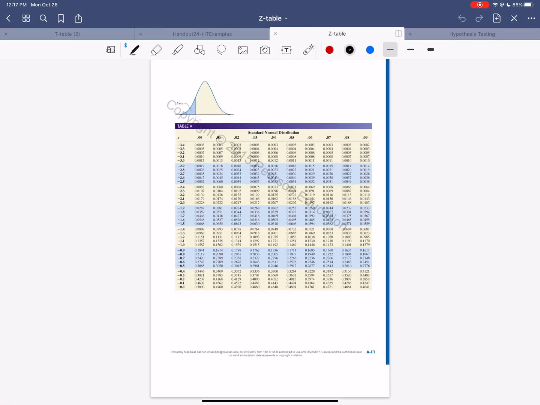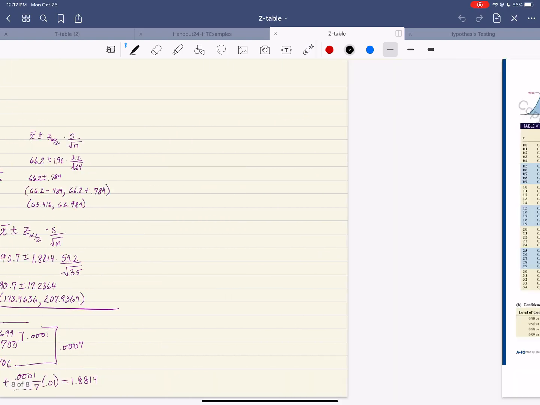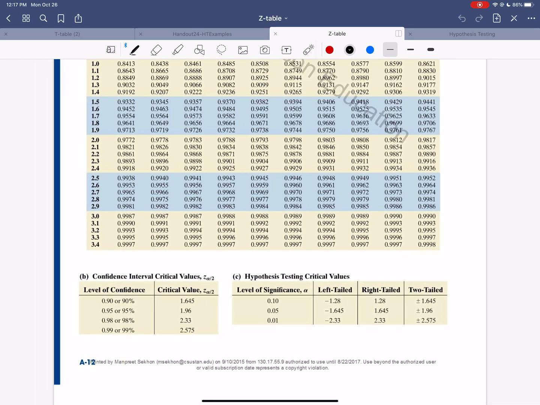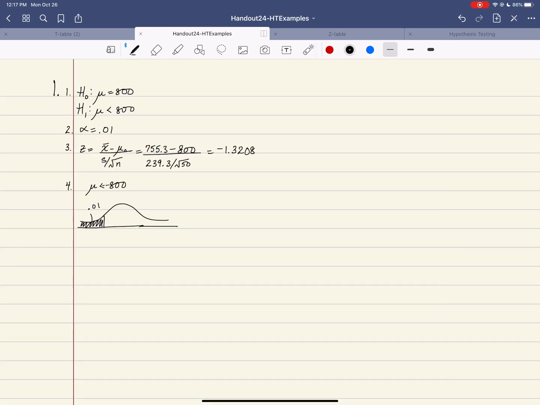If you go to your z-table and look at the right-hand side, where we have hypothesis testing critical values, here we've got alpha 0.01. This is a left tail test. So we know that negative 2.33 will be our critical value we're going to test against. With me?